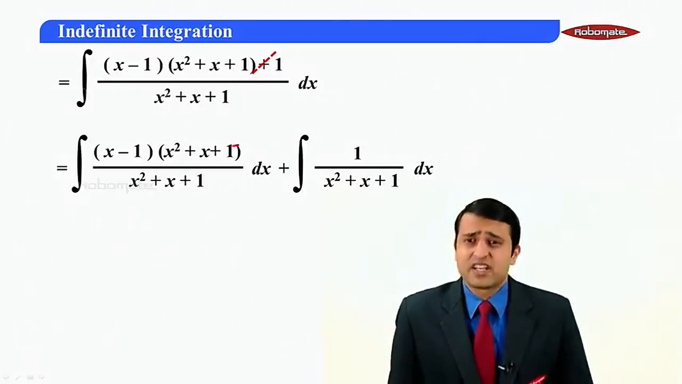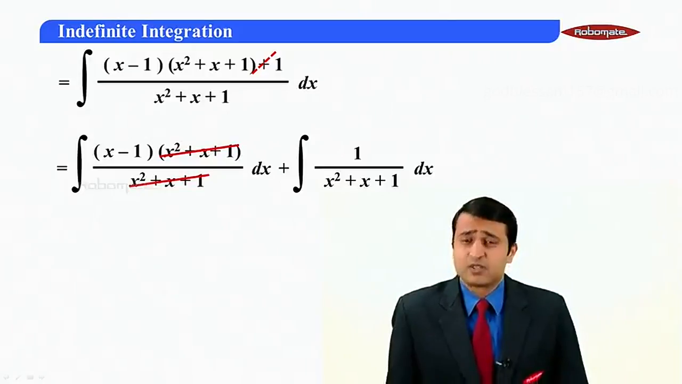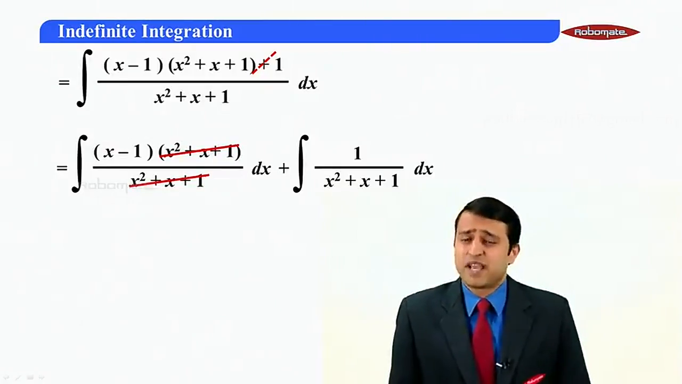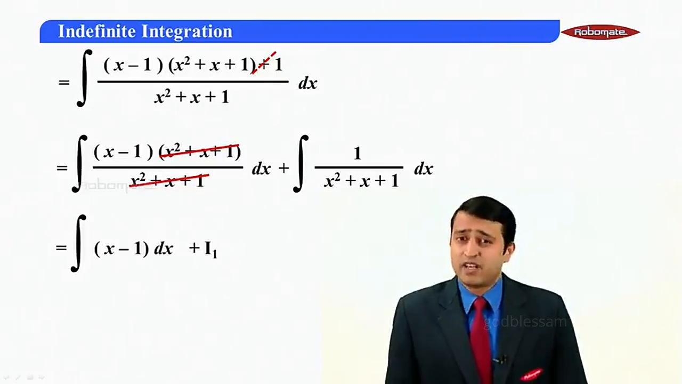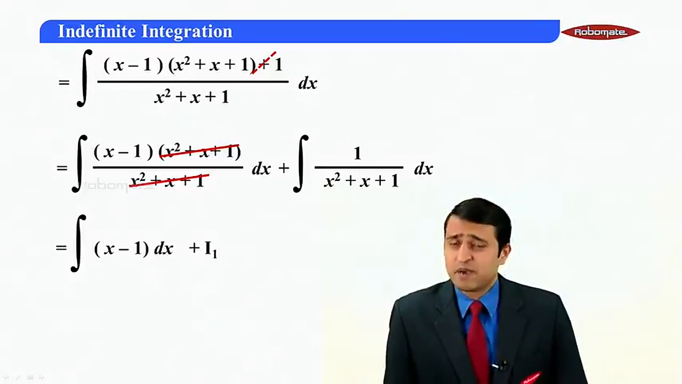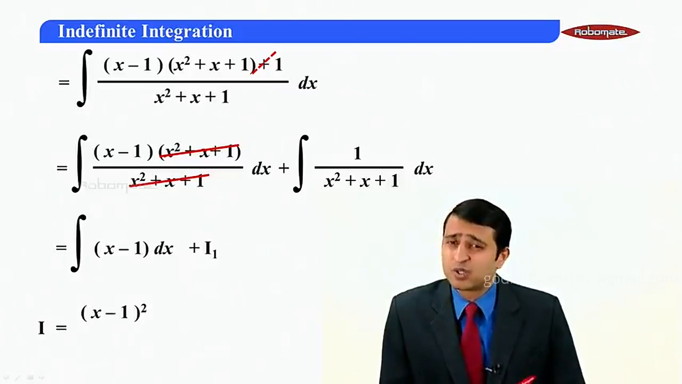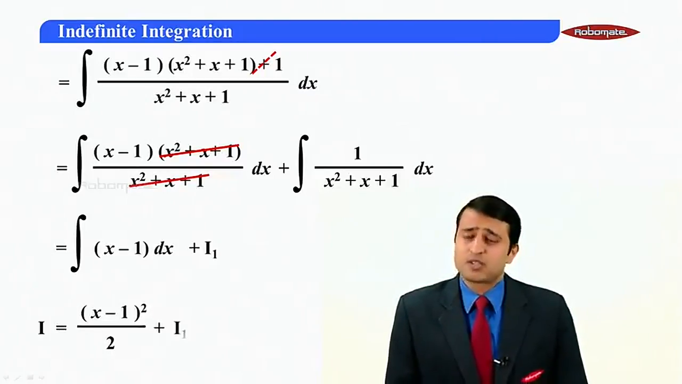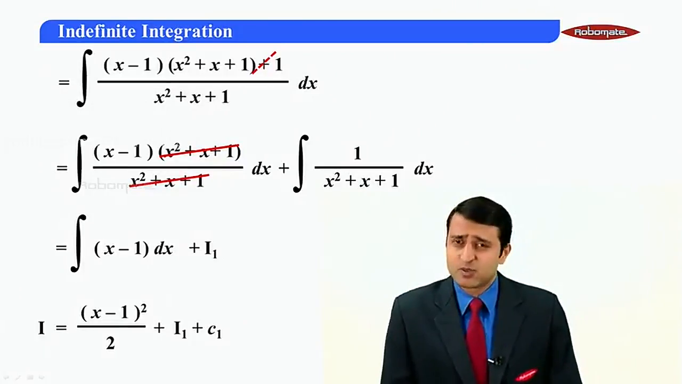So in the first integral, you may very well understand that x square plus x plus 1 gets cancelled. So what is left is x minus 1 in the integral. Now, if I have x minus 1 dx and plus, can I say I1? Now, to integrate x minus 1 is not very difficult. It is of the form x raised to n. So can I say x minus 1 the whole square upon 2 plus of I1 and plus of C1. Is that okay, my dear students?